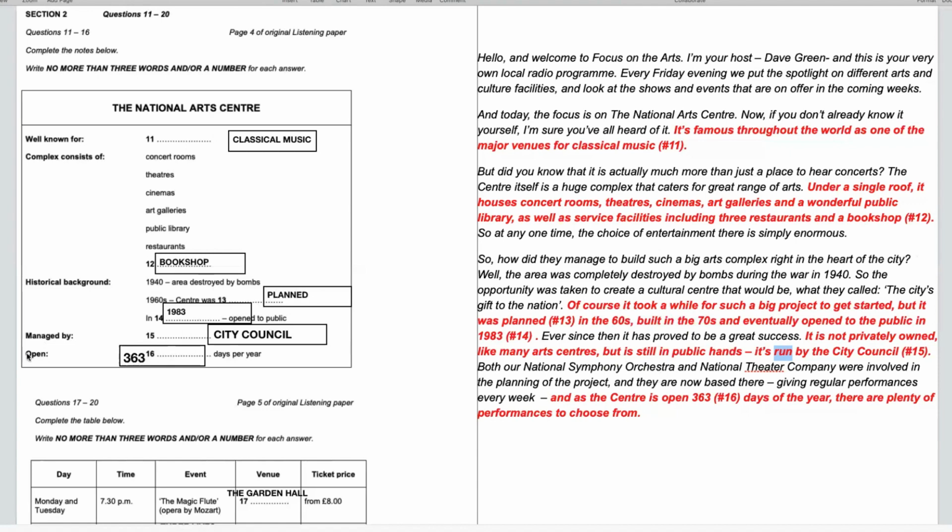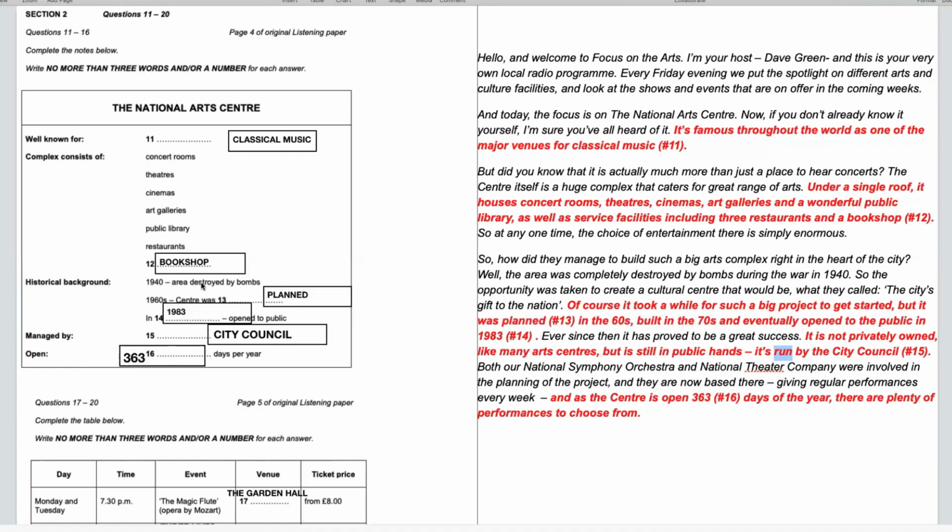And lastly, it said that it is open. The keyword open was used 363 days of the year. So here we see 363. We knew it was a number. We also knew that this date here was going to be a number because of the preposition in. So excellent job if you were able to follow along.